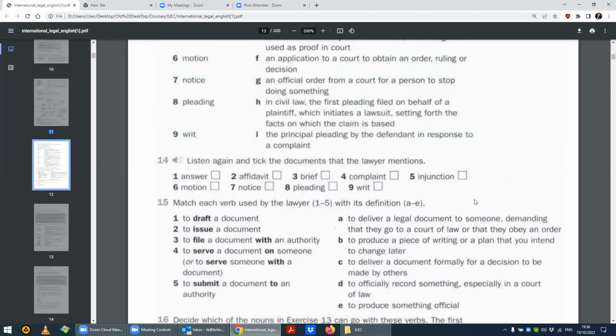So let's have a look at definition A. And this means to deliver a legal document to someone demanding that they go to a court of law or that they obey an order, like an injunction or orders for specific performance. What is that? Is that 1, 2, 3, 4, or 5? To deliver a legal document to someone. What will that be?